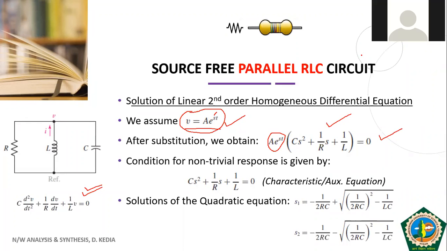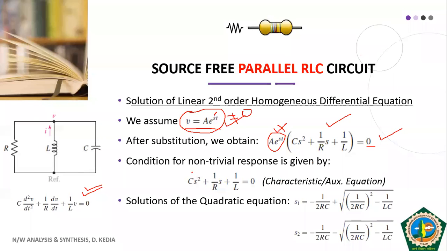So if we want the answer 0, that means either this first term should be 0 or this second term should be 0. But we cannot have the first term equal to 0, because if we make the first term 0, then by our assumption the voltage itself will become 0, which is not possible. If we make it 0, our entire solution will become 0.